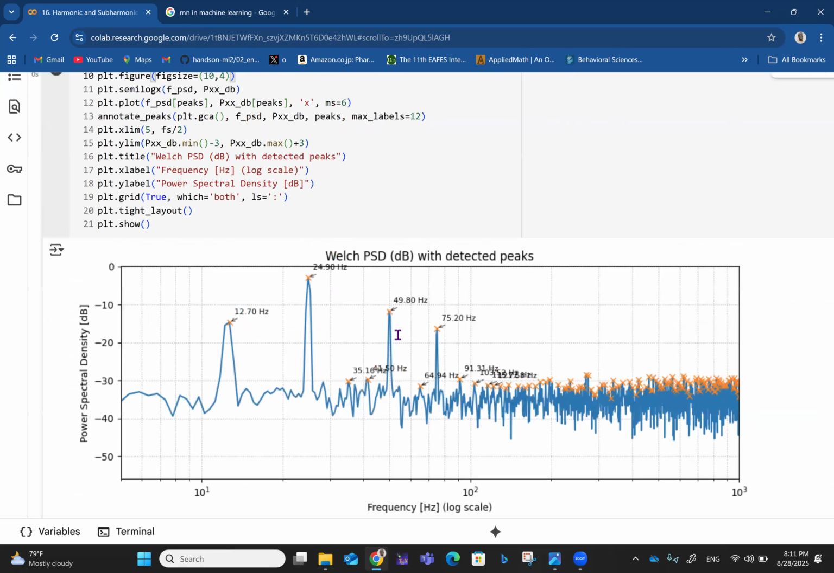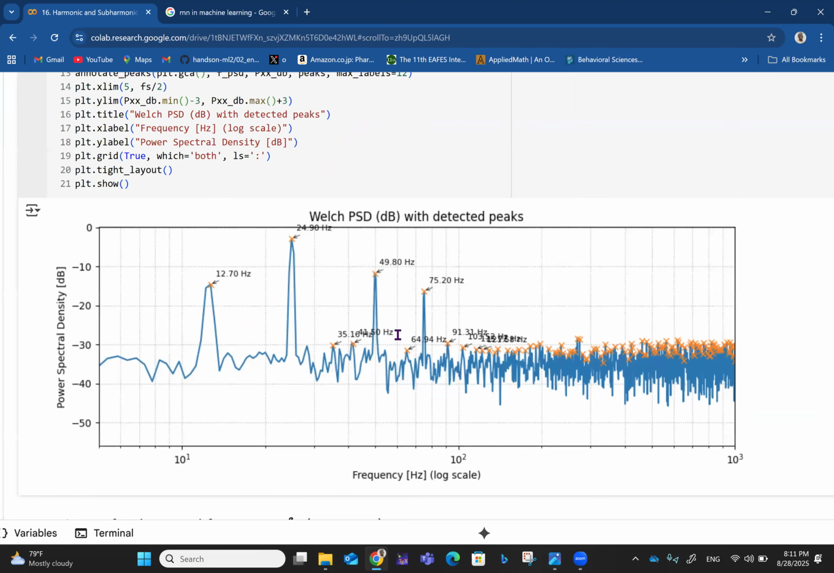So here we're able to detect some peaks, right? So Welch PSD with detected peaks. So we detect the first peak around 12.70 hertz. Then the second one is around 24.90, and it just goes on like that.